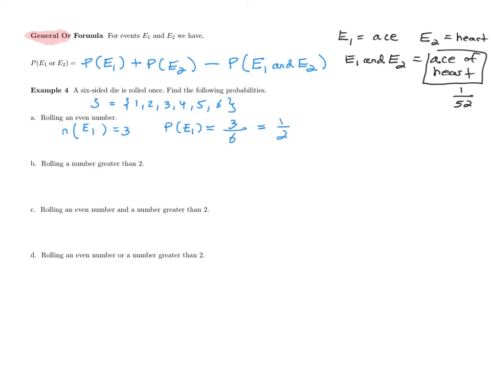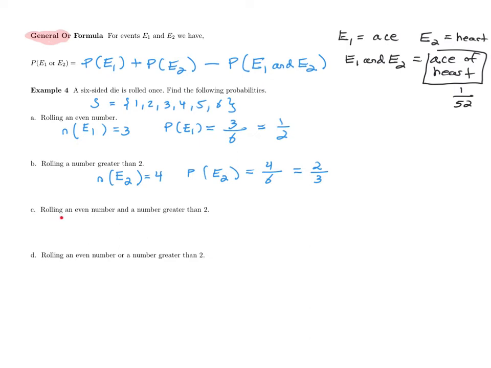All right, part B says rolling a number greater than 2. I guess I'll call this E2. If you roll something that's greater than 2, it could be a 3 through 6. That is 4 possible things that could happen. And so the probability of E2 is 4 out of 6 things. And if you cancel a factor of 2, you get 2/3. There we go. That's the probability of rolling a number greater than 2, 2/3.